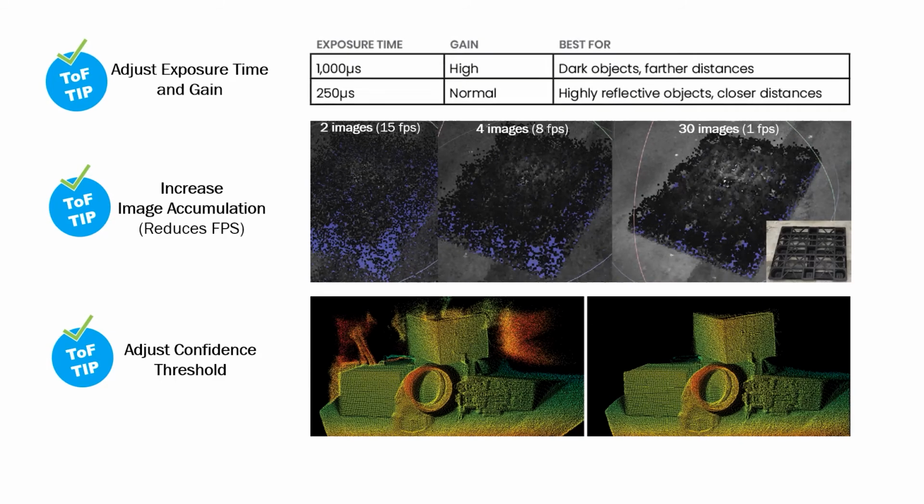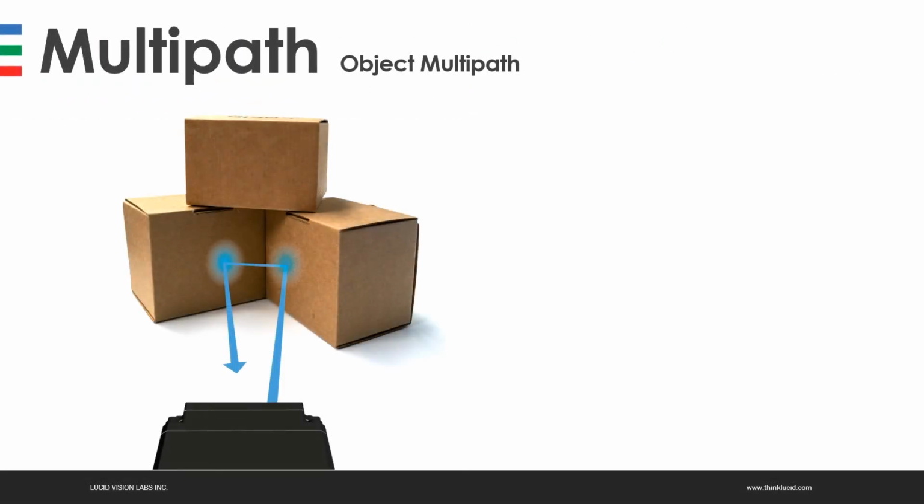So sometimes it's enough to adjust one of these settings, but most likely you'll need to adjust all three together to find the right balance. In this next slide, we're going to talk about object multipath. First off, what is multipath? It's when the emitted light reflects onto multiple surfaces before returning to the sensor, as opposed to just reflecting once and then back to the sensor.